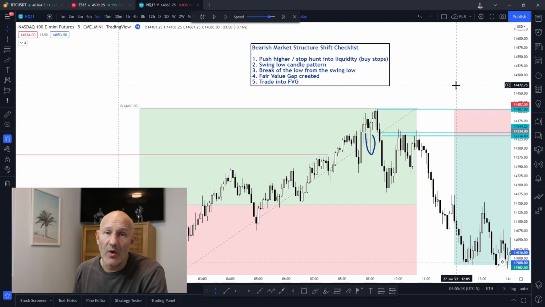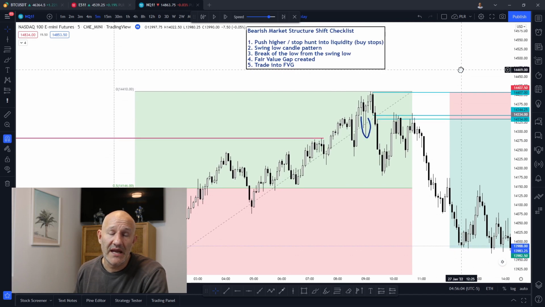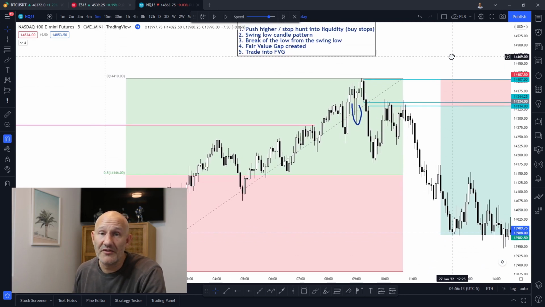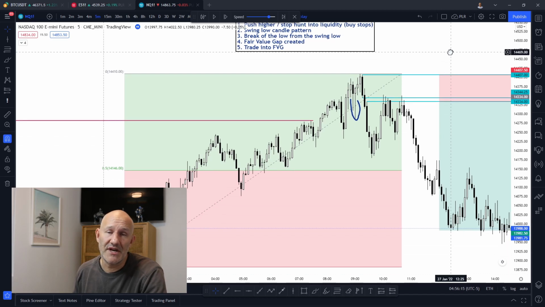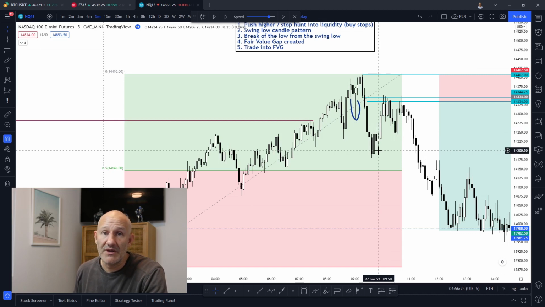So we've met all the requirements for our bearish market structure shift, and we're now short in this trade. So how do we make sure we get as much out of this trade as we can? We'll just step through some of the possible scenarios with this particular setup. Remember, we're in a short position, we have a bearish market structure shift, and price is going to be seeking sell stops below the lows, and it's also going to be looking for bullish imbalances or bullish fair value gaps on the way down.